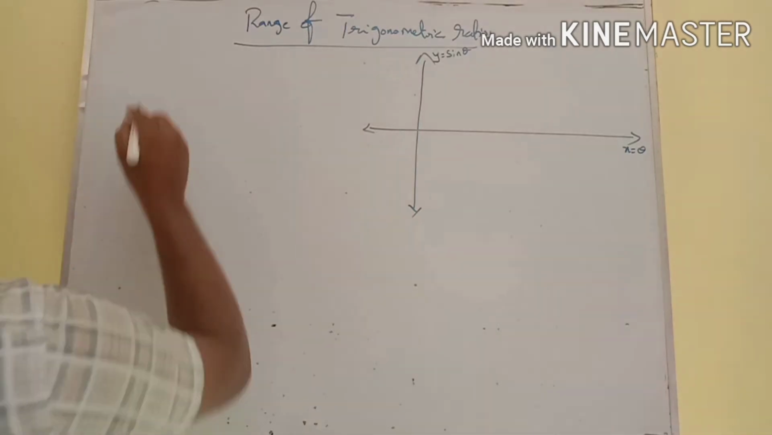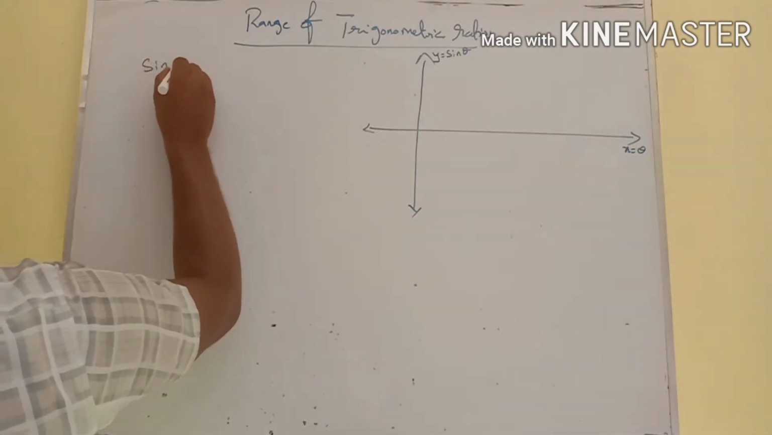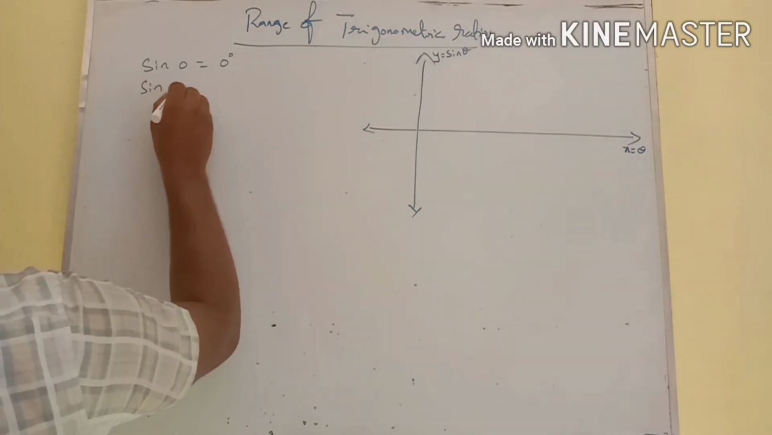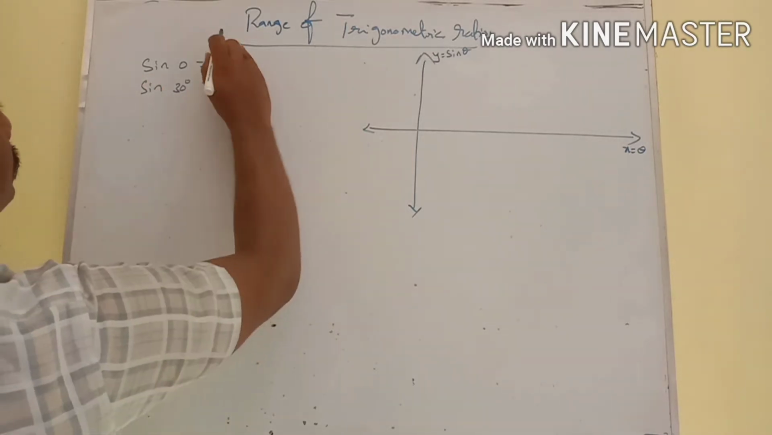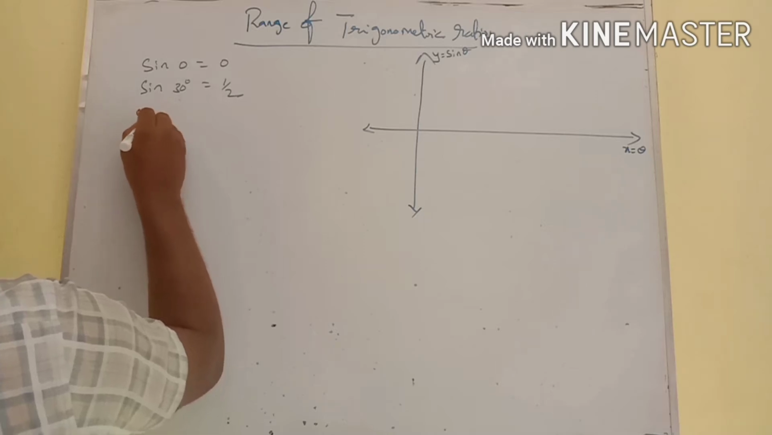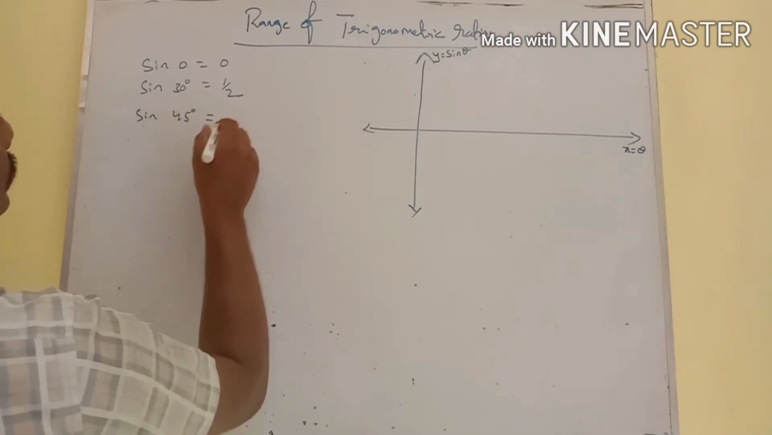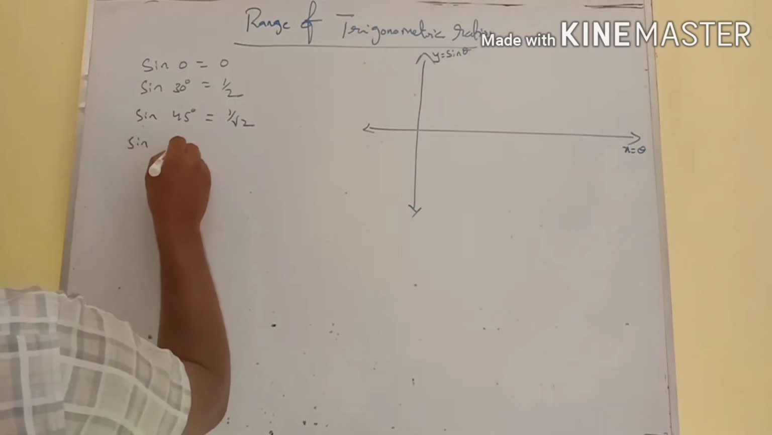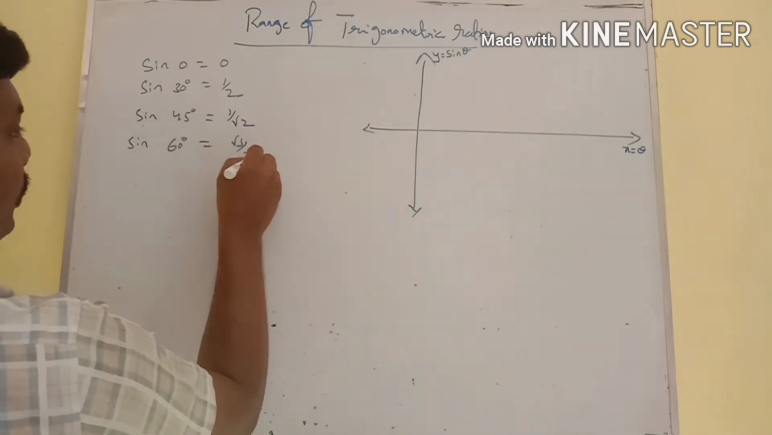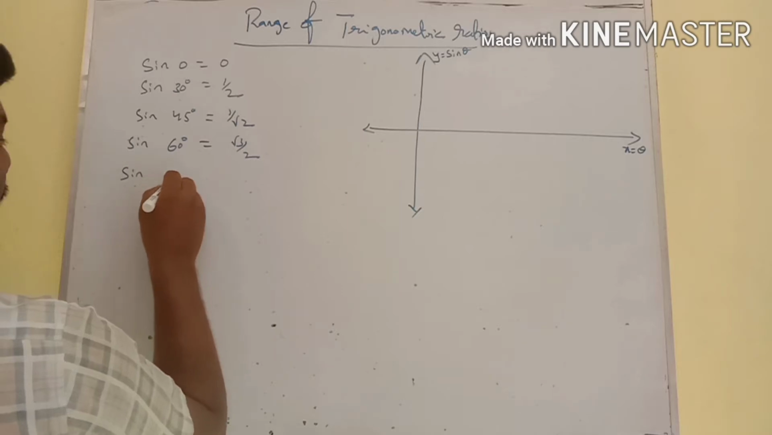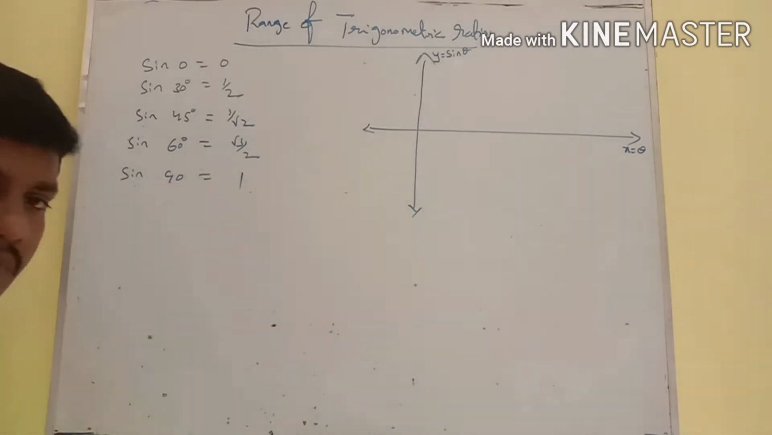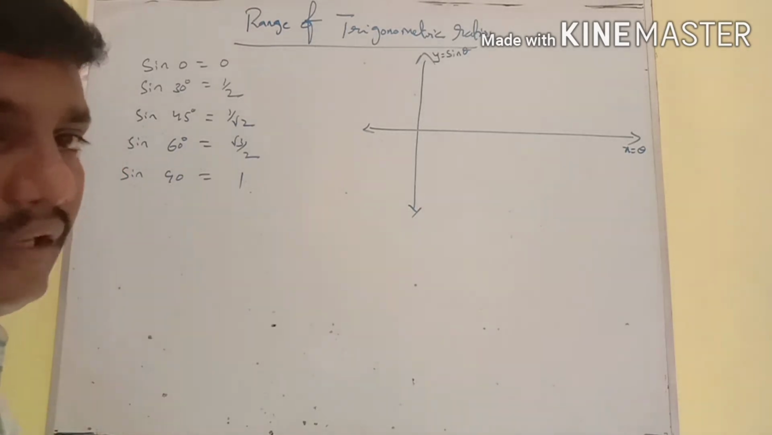As we know already, sin 0 degrees is equal to 0. Sin 30 degrees is equal to 1 by 2. Sin 45 is equal to 1 by root 2. Sin 60 degrees is equal to root 3 by 2. Sin 90 is equal to 1. So these are the values we have to find.